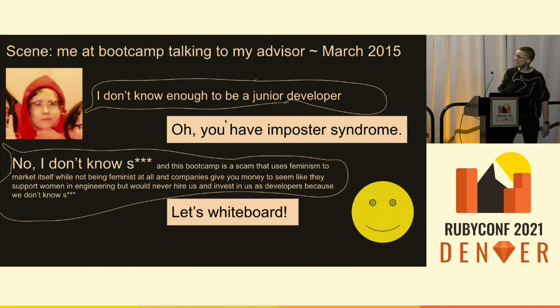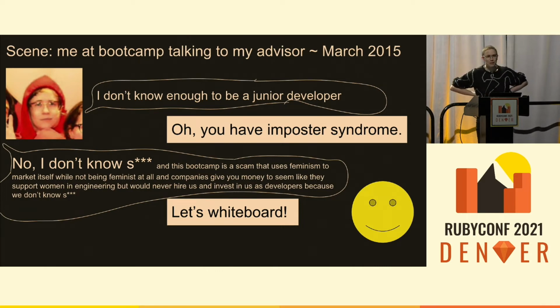So this is me, from that photo. And you can tell I look unable to force myself to smile. And that's because a lot of the conversations I had with my advisor went like this. I don't know stuff. You have imposter syndrome. And it's like, actually, I just don't know stuff. And then I went on a little rant that they were not actually open to hearing.